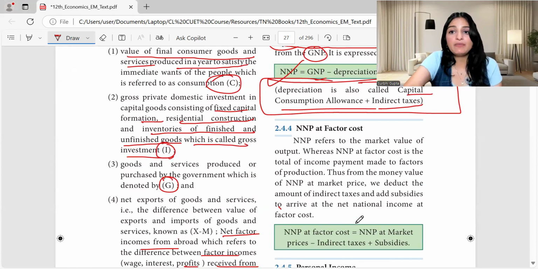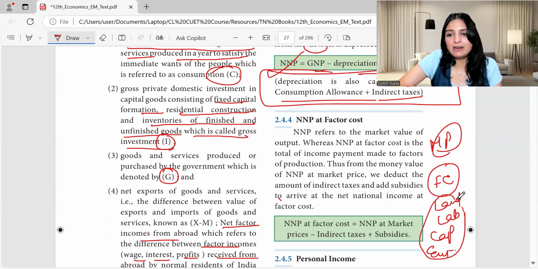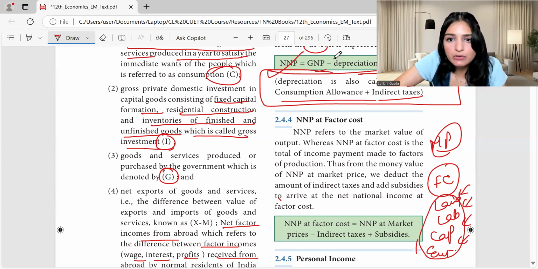All right. Then what is factor cost? If we have already read about market price, what is factor cost? Factor cost is something that, when you're putting in your factors, what are the factors of production? Land, labor, capital, entrepreneurship. So when these factors are put into play and they're producing something, before going into the market, the cost of these factors which makes up the cost of the product they've produced is factor cost. NNP at market price refers to the market value of output, whereas NNP at factor cost is the total income payment made to factors of production.